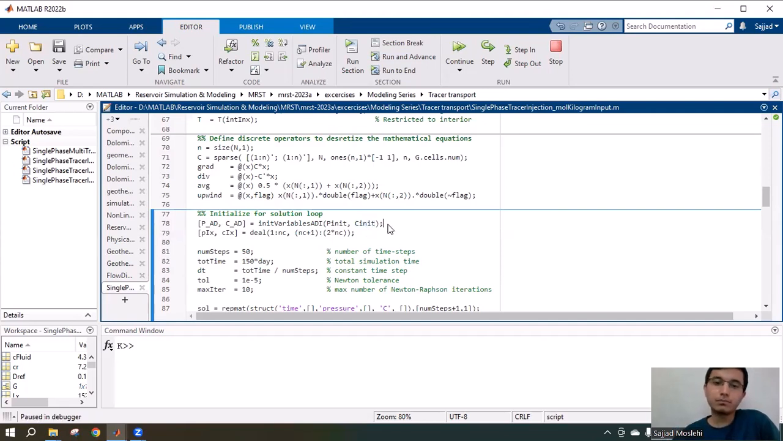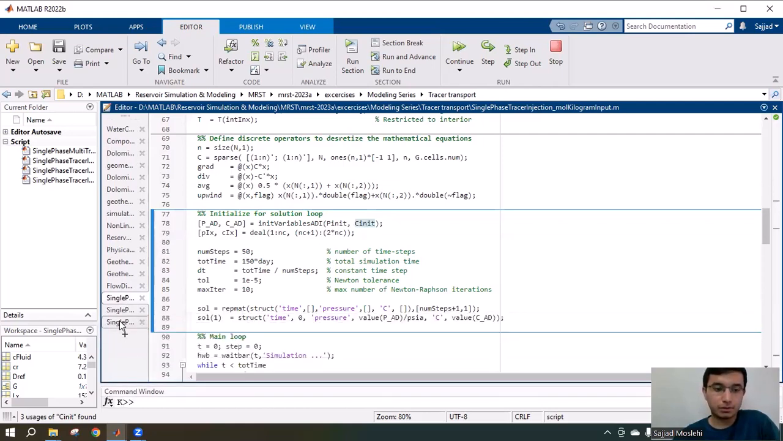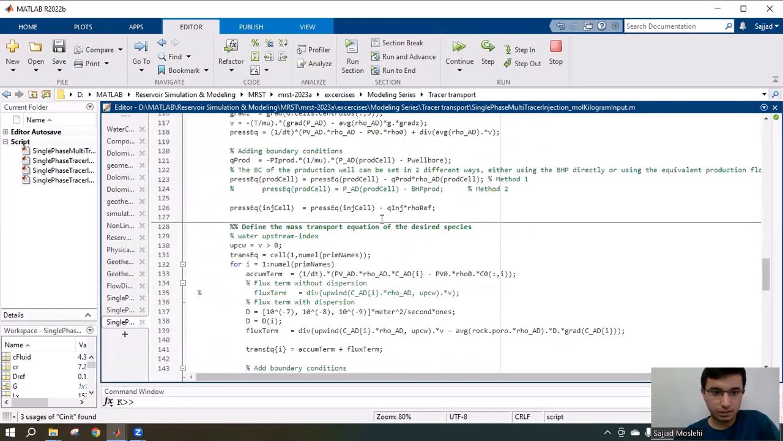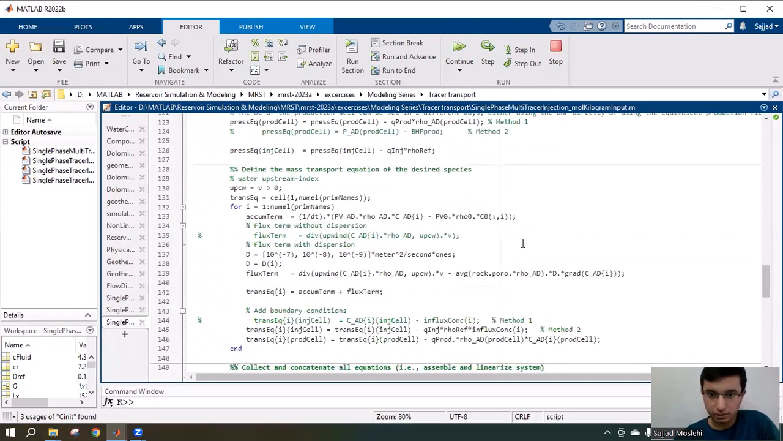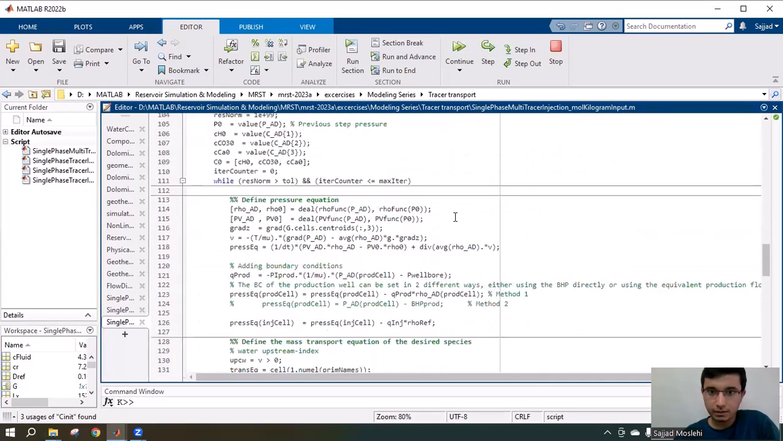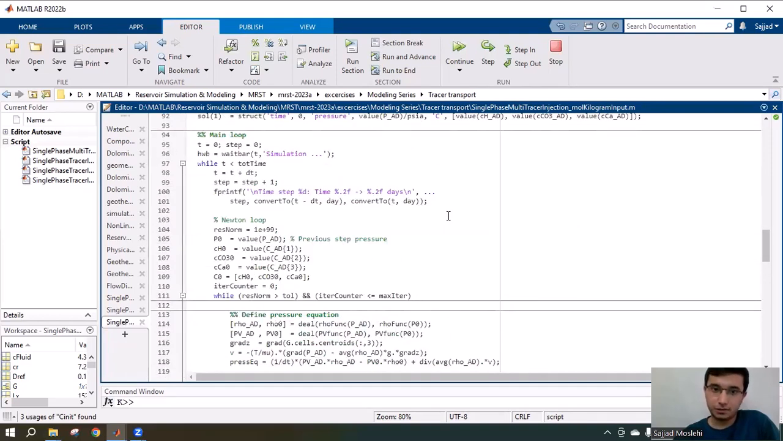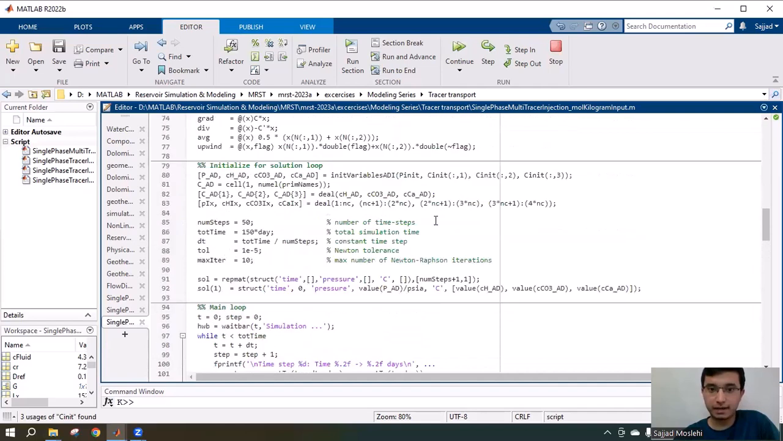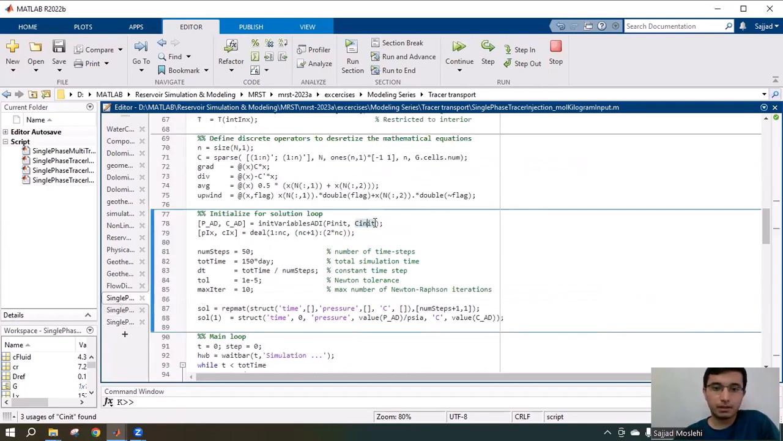All right. But if we have multiple tracers, we have multiple concentrations as primary variables, which you'll see here. This is the script for multi-tracer transport modeling. And as you see here, in this case we have 3 tracers. And because of that, we have 3 concentrations as primary variables, and a total number of 4 primary variables. Very good.